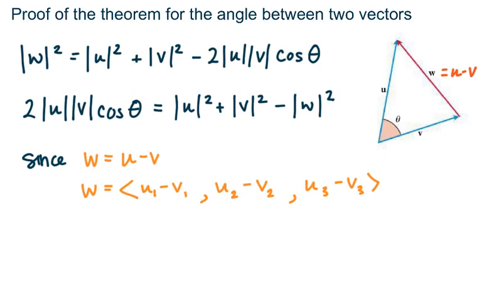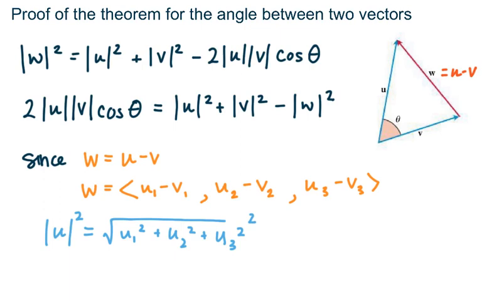So let's do some intermediate calculations. The magnitude of u is the square root of the sum of the squares of the components. So we have u sub 1 squared plus u sub 2 squared plus u sub 3 squared. And since I have the magnitude of u squared, I'm going to square the left, square the right, and this simplifies to the magnitude of u squared equals u sub 1 squared plus u sub 2 squared plus u sub 3 squared.